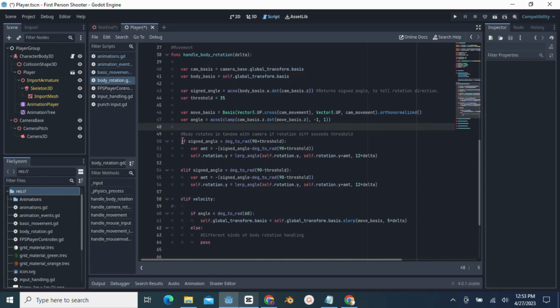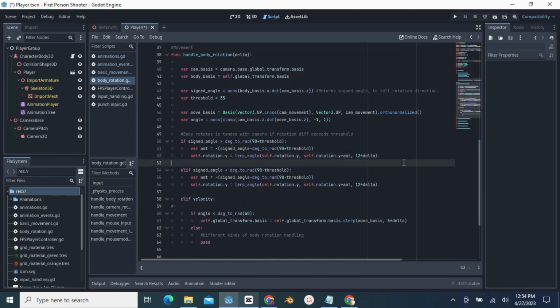Now here's where we actually rotate the body. If the signed angle is greater than 90 degrees plus the threshold value, then we calculate the amount to rotate the body and then we rotate it. The reason it says 90 plus threshold is because since we use the dot product of the cam_basis.z and body_basis.x instead of body_basis.z, when the camera is perfectly aligned with the body, the signed angle value will read 90 degrees correctly. If we did the dot product between cam_basis.z and body_basis.z instead, when the camera is aligned with the body, it would return 0. You can also see that I used the lerp_angle function with delta here instead of directly setting rotation.y, to smooth out the motion.